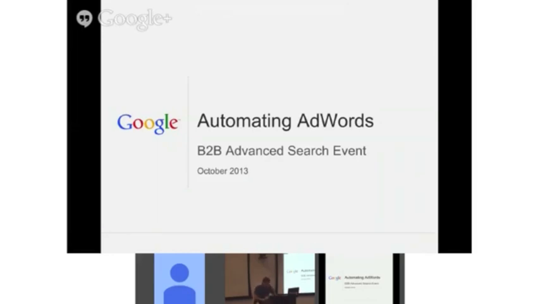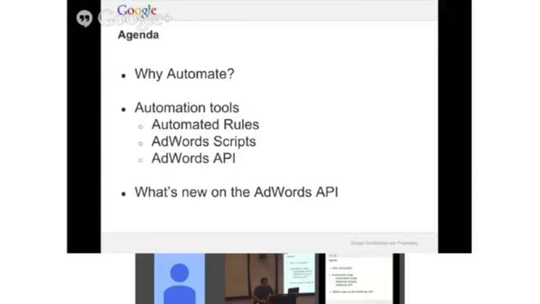So this is what I'm going to cover today. It's going to be a quick overview on how to automate AdWords, different ways that we can do it, and then we'll take a look at the newest stuff on the AdWords API, which is the main tool that we can use to automate all this complexity that we have in our accounts.